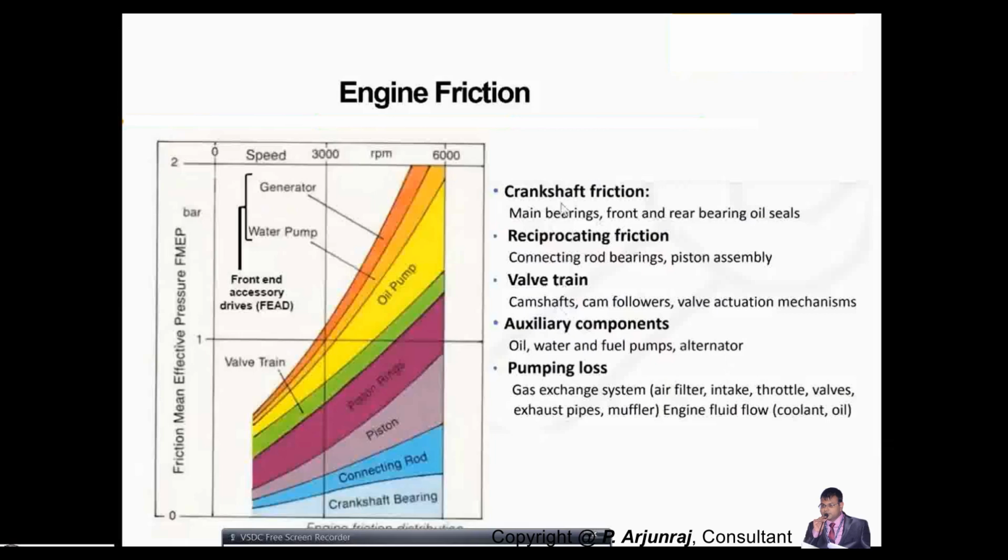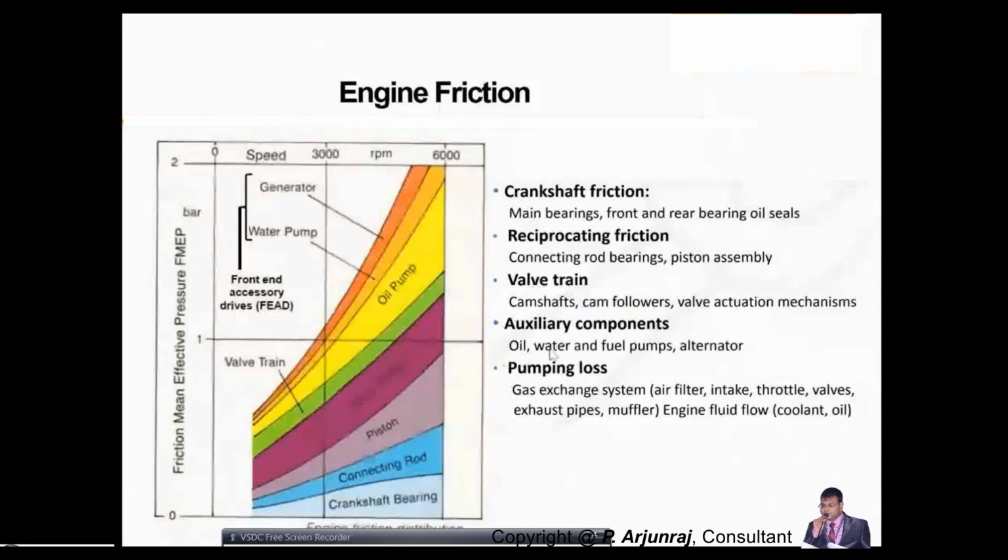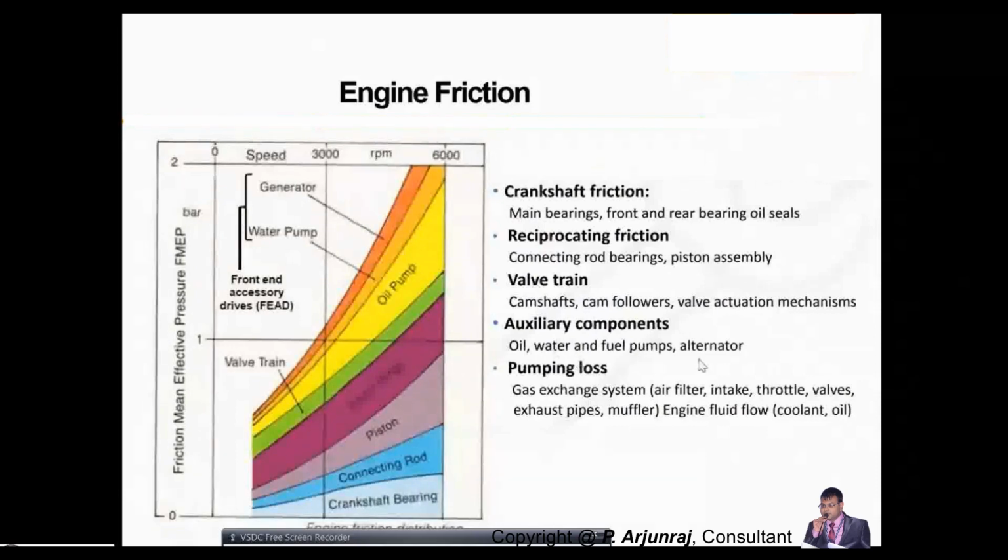With respect to the crankshaft friction, you have the main bearing, and the front and rear bearing oil seals. With respect to reciprocating friction, you have connecting rod bearings, piston assembly, and valve train. So I told you the camshaft is very important. Again, you have the cam follower and valves. All the valves also you need to lubricate and cool. And with respect to the auxiliary components, you have the oil pump, water pump, fuel pump, alternator, and generator.